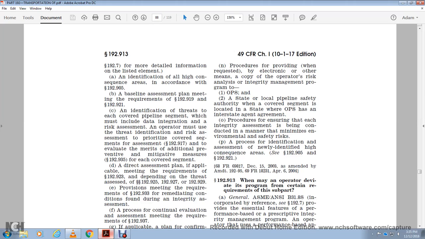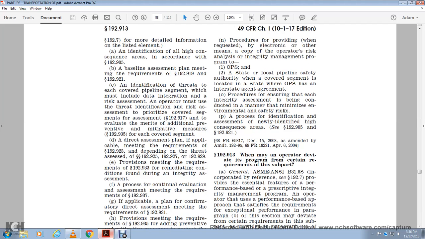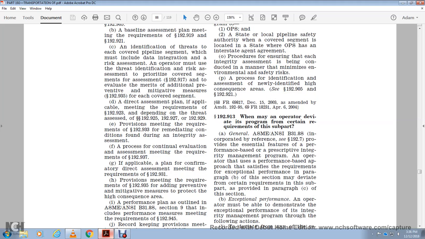A procedure to ensure that each integrity assessment is conducted in a manner that minimizes environmental and safety risk. A process of identification and assessment of newly identified high consequence areas, 192.905, 192.921, 192.913. When an operator deviates from certain requirements of this part, ASME/ANSI B31.8S, incorporated by reference in 192.7, provides the essential features of a performance-based or prescriptive integrity management program. An operator using a performance-based approach that satisfies the essential performance requirements in paragraph B of this section may deviate from certain requirements of this subpart, as provided in paragraph C of this section.